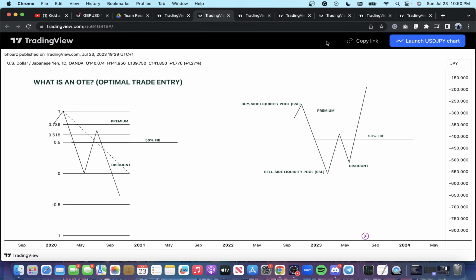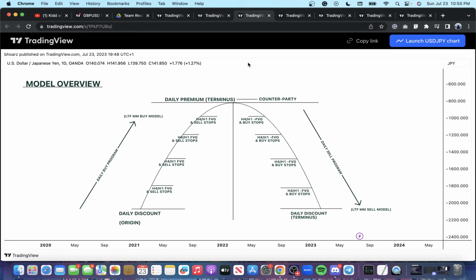Now let's go more into the model. Let's go into the overview of what this model is. Now we already understand that our model is the New York Ultimate Trade Entry. That's what we're looking for. But let's flesh out the model and let's build up into what the model looks like with our model overview.